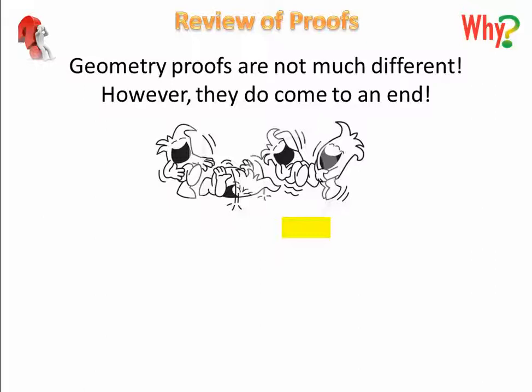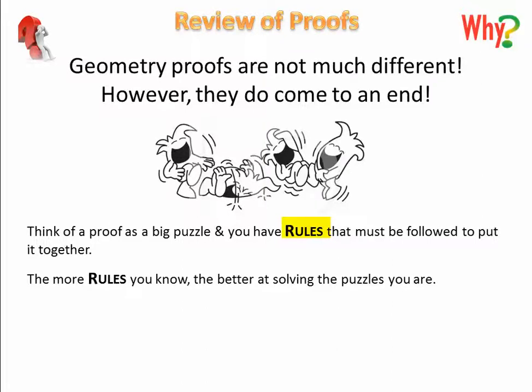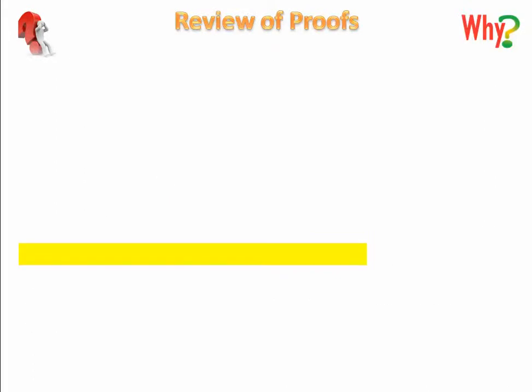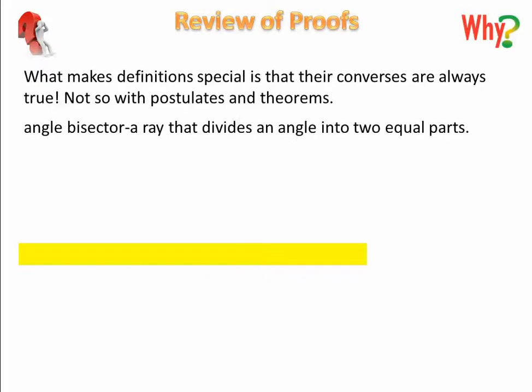Now here I said that geometry proofs aren't much different, however they do come to an end, unlike the little kid questions. It says think of a proof as a big puzzle and you have rules that must be followed to put it together. The more rules you know, the better at solving the puzzles you are. You've learned lots of rules so far this semester, like definitions, properties, postulates, and theorems. What makes definitions special is that their converses are always true. Not so with postulates and theorems. It just works with definitions.